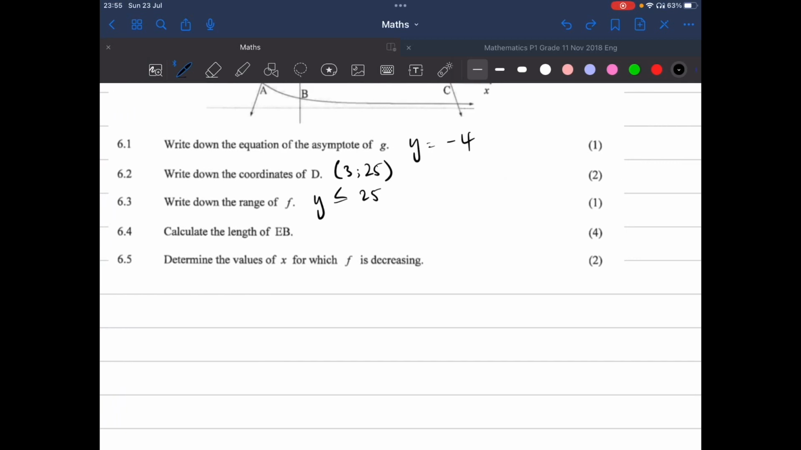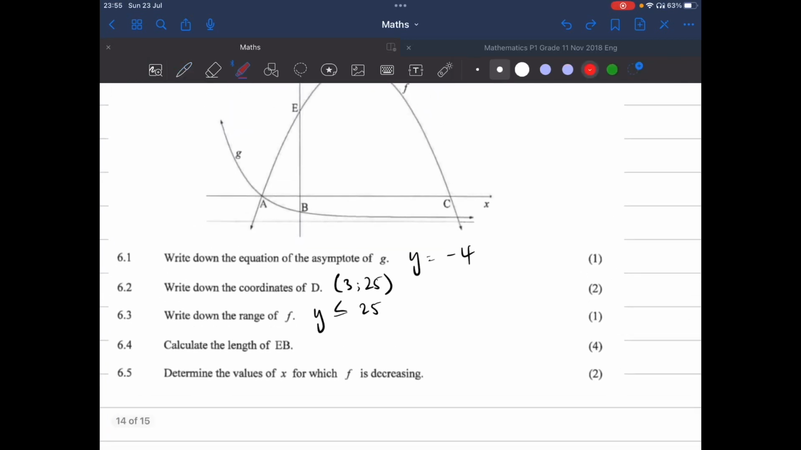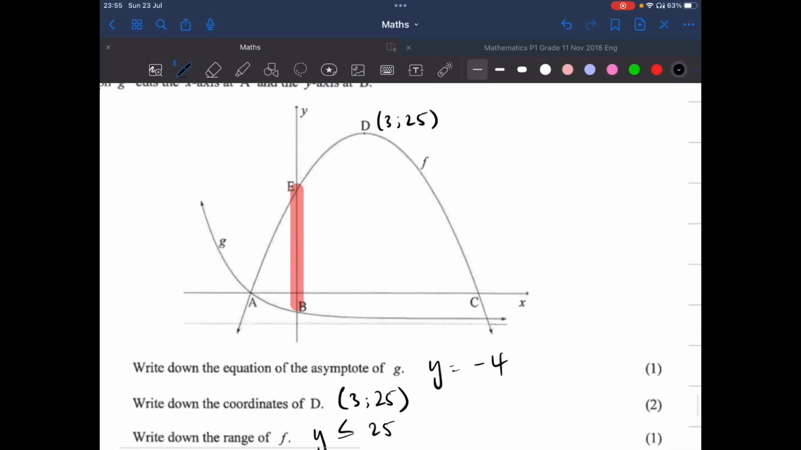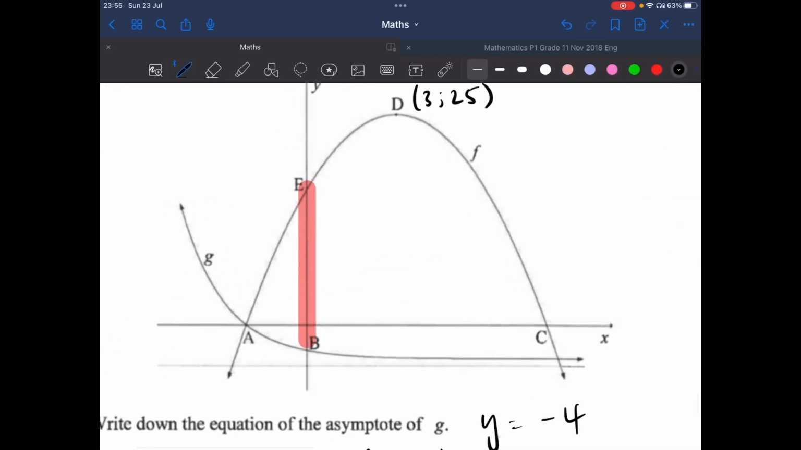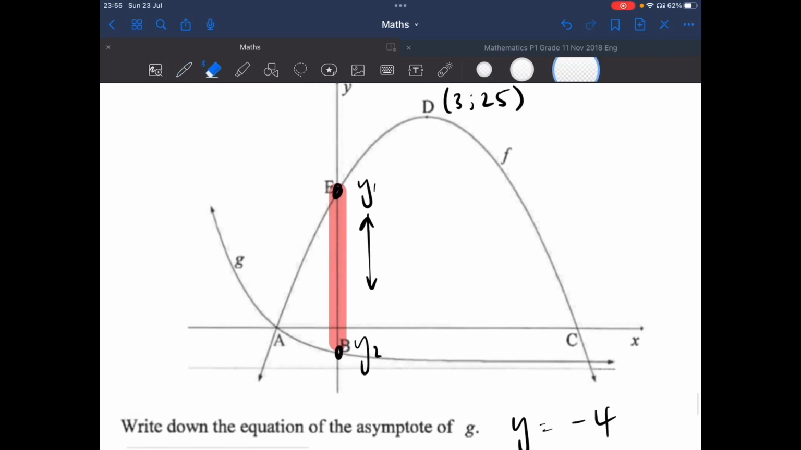Okay, 6.4. Calculate the length of EB. Okay, here's EB here. So what are we going to need to find this? Well, from the looks of it, this is on a straight line, right? EB is lying on the y-axis. So we just need to find what the y value is here and what the y value is here. So we'll call this y1, y2, and then we can just find the distance between them by subtracting. So let's find those two y values, okay?